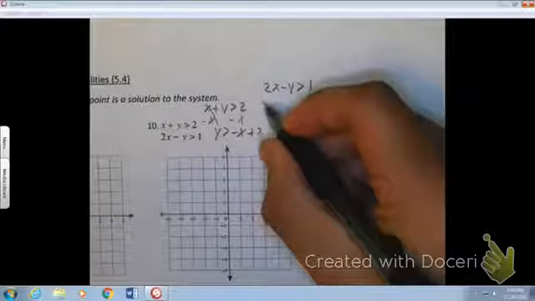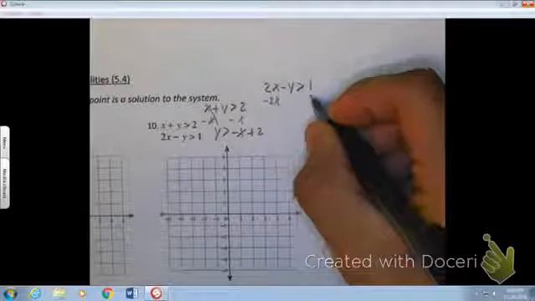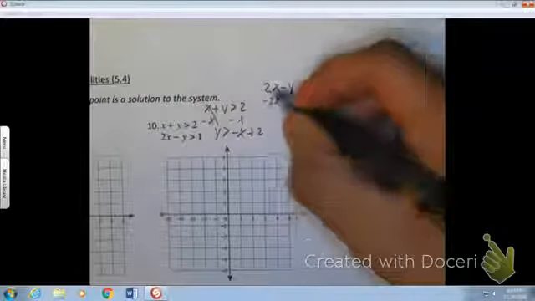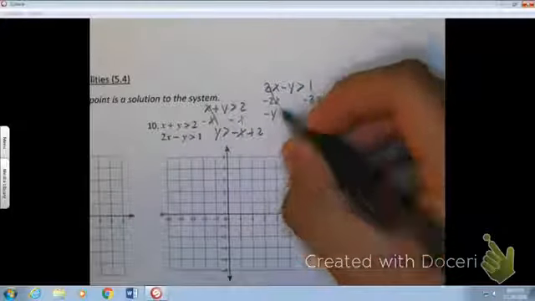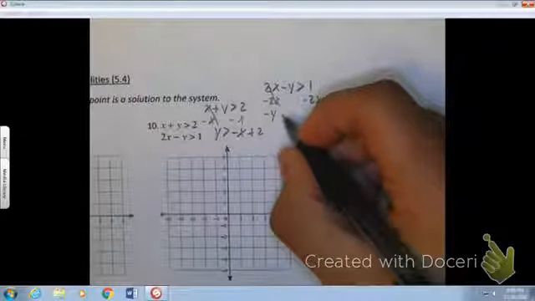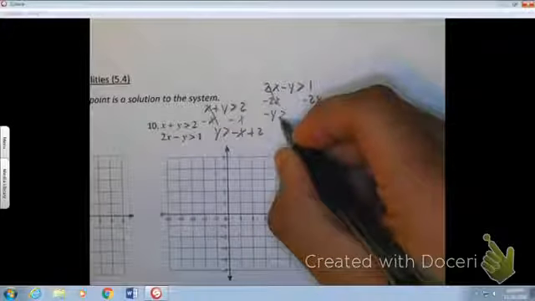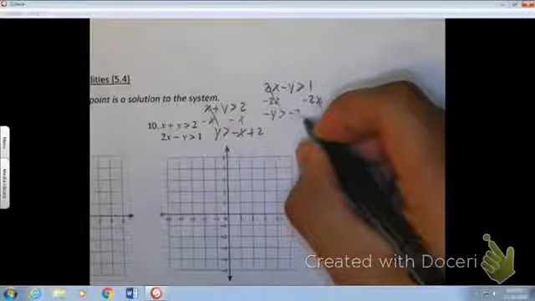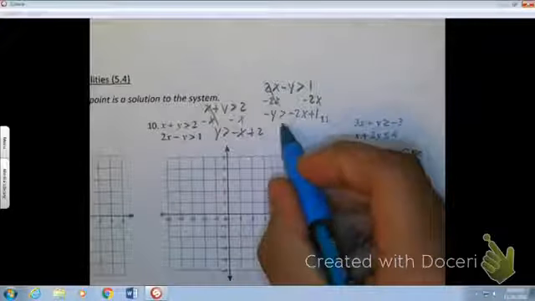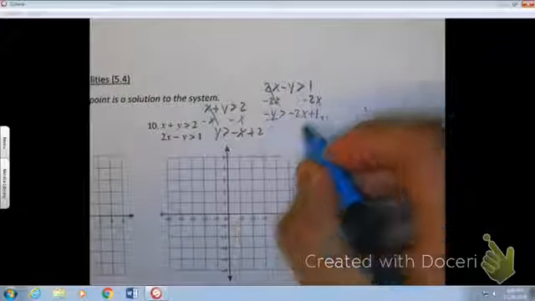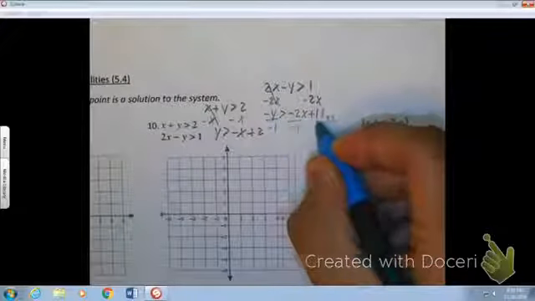So we're going to subtract 2x, and then this is going to go away, and I'm going to have negative y is greater than negative 2x plus 1. Okay, I want you to notice that in here, we're going to divide by negative 1, divide by negative 1, divide by negative 1.